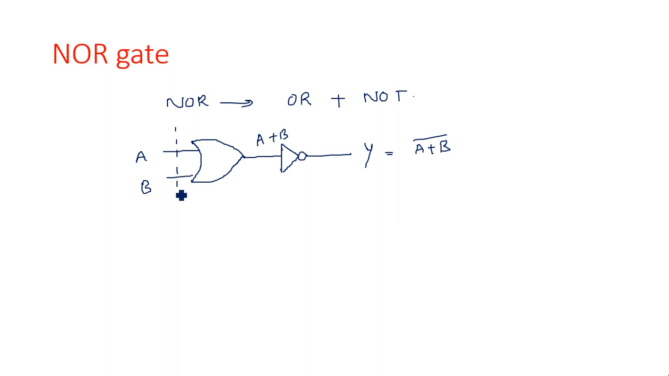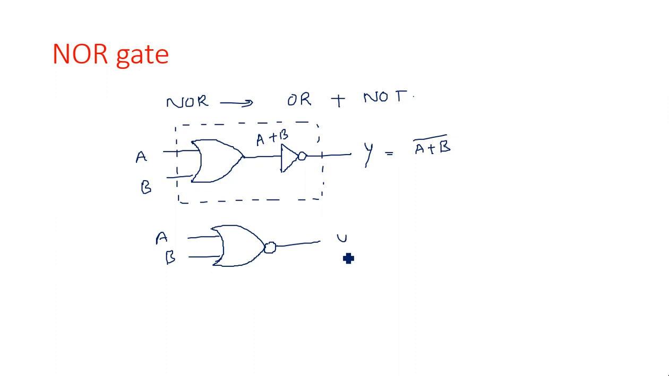So the combined gate, which is a NOR gate, consisting of both OR gate as well as NOT gate, can be represented like this. It is also similar to OR gate. The bubble is representing the inverter. This is nothing but your NOR gate, with A, B and Y, Y equal to A plus B whole bar. This is the representation of a two input NOR gate.